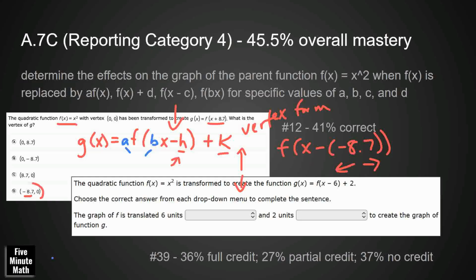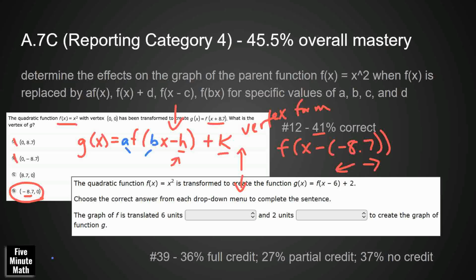It's going to be our answer right here because our x value, these two don't work because they're changing the y value. Only C or D should be considered because we're dealing with the h, and it's negative in order to get that positive 8.7. But you see only 41% of our students get that correct.